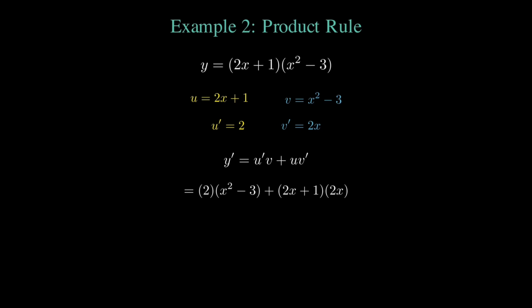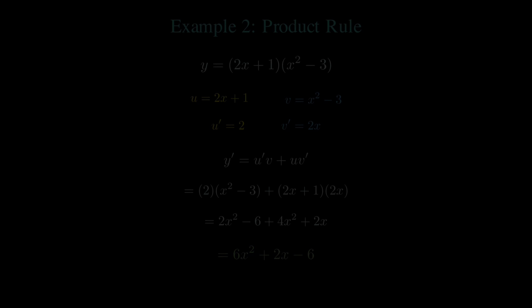Now let's expand both parts. 2 times x squared minus 3 gives us 2x squared minus 6. And 2x plus 1 times 2x gives us 4x squared plus 2x. Put it all together. 2x squared minus 6 plus 4x squared plus 2x. Combine like terms and we get 6x squared plus 2x minus 6.